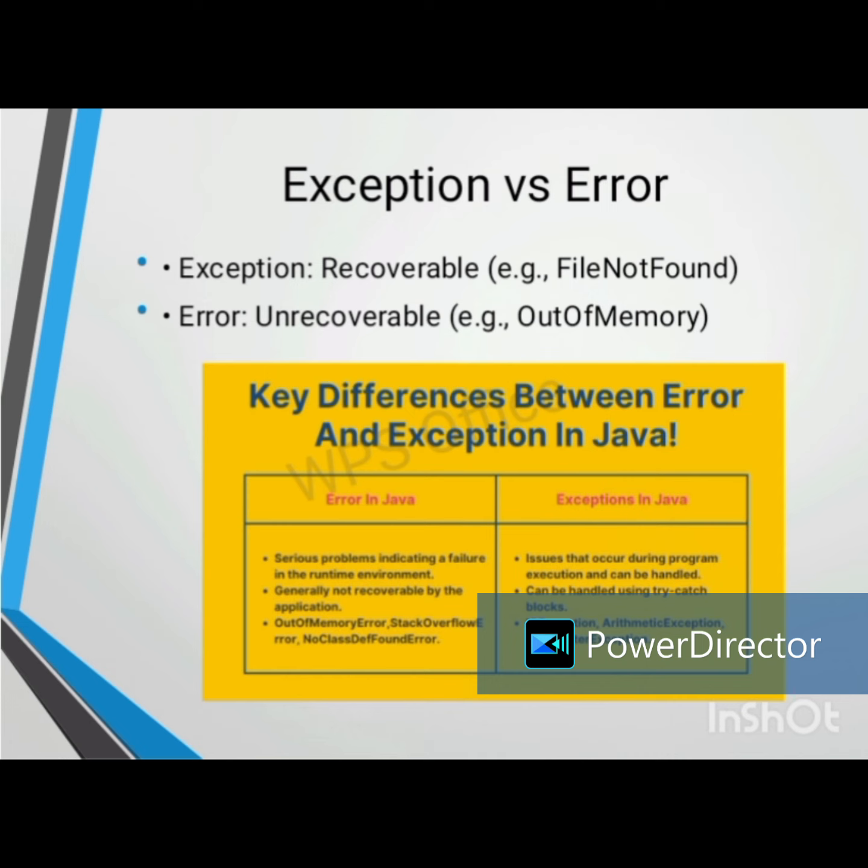Third one, NullPointerException. This is probably the most infamous Java exception. It happens when you try to use an object reference that has not been initialized. For example, calling a method or accessing a field on a null object. NullPointerException can be avoided through proper checks, and with Java 8 plus the Optional class.